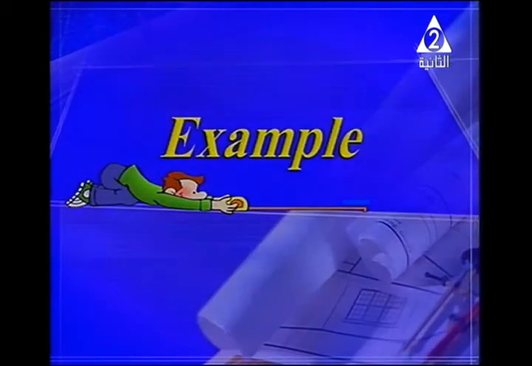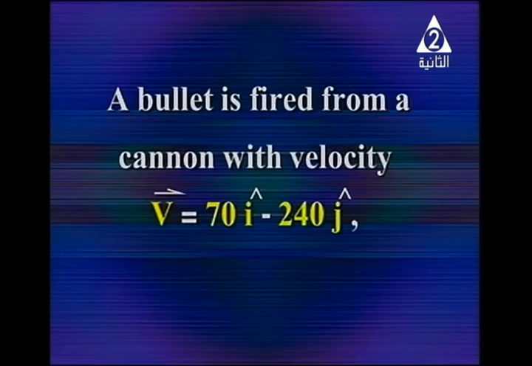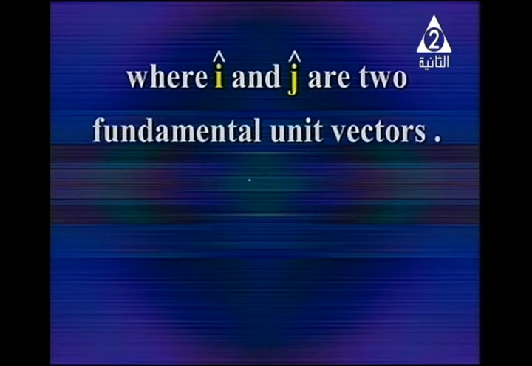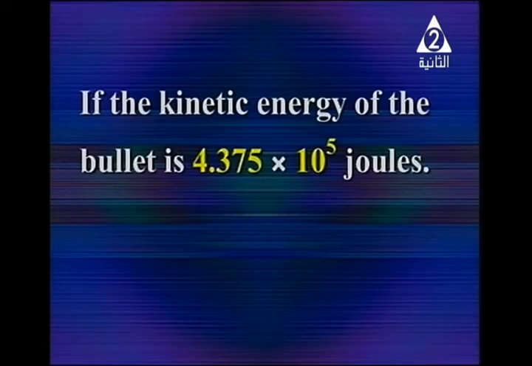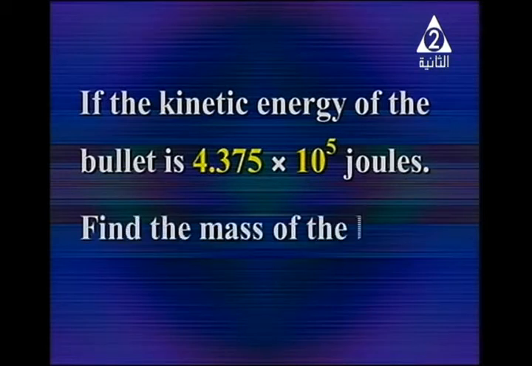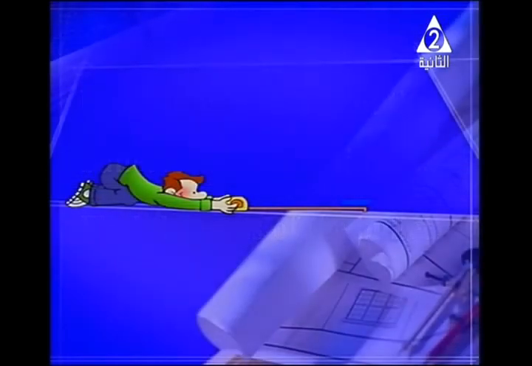Another example. A bullet is fired from a cannon with velocity 70 i minus 240 j. i and j are two fundamental vectors. The norm of v is measured in meters per second. If the kinetic energy of the bullet is 4.375 times 10 to the power 5 joules, find the mass of the bullet.